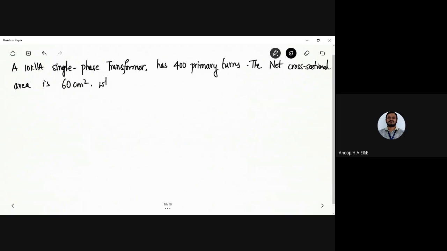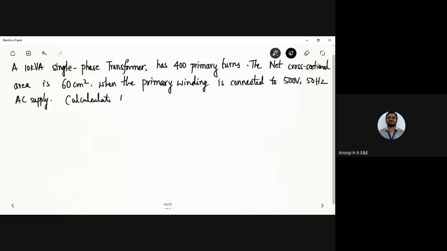When the primary winding is connected to a 500 volt 50 hertz AC supply, calculate the maximum value of flux density, that is Bm.